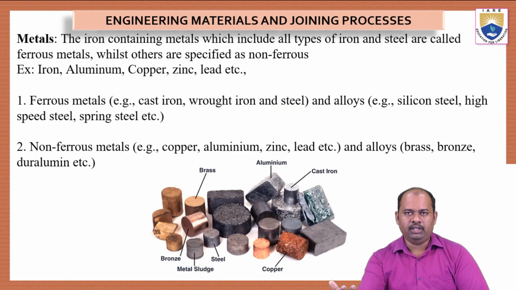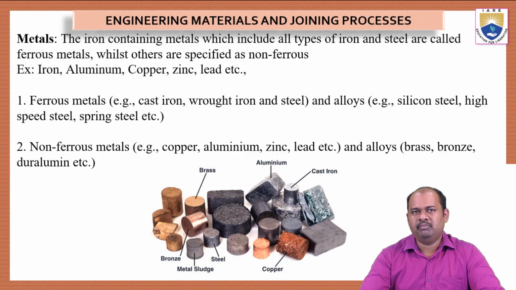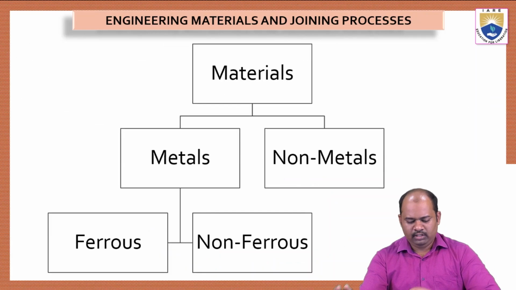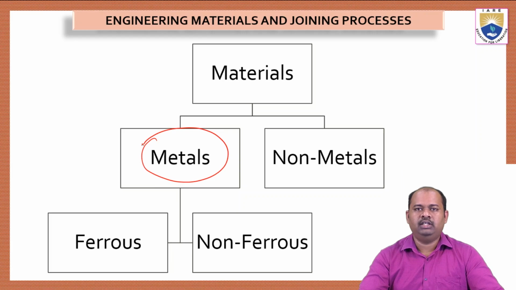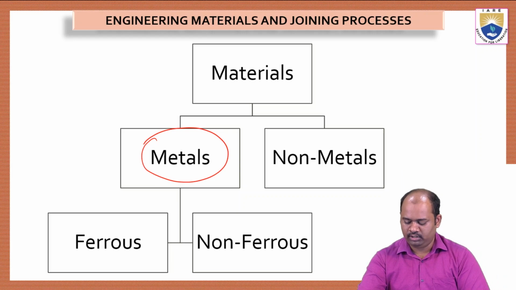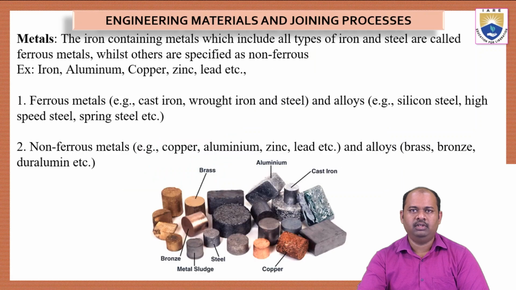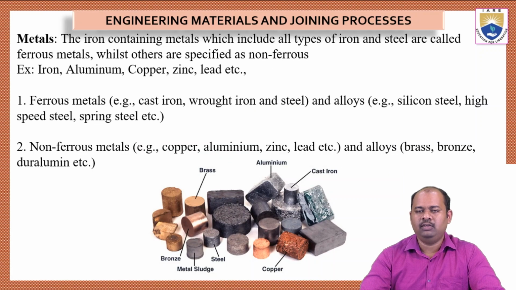Now, if we go deeper, we are going to study the metals first. What are the different types of metals available? What are their properties, etc.? Now, let us see what a metal is. A metal is a material which has good strength and rigidity when compared to non-metals.